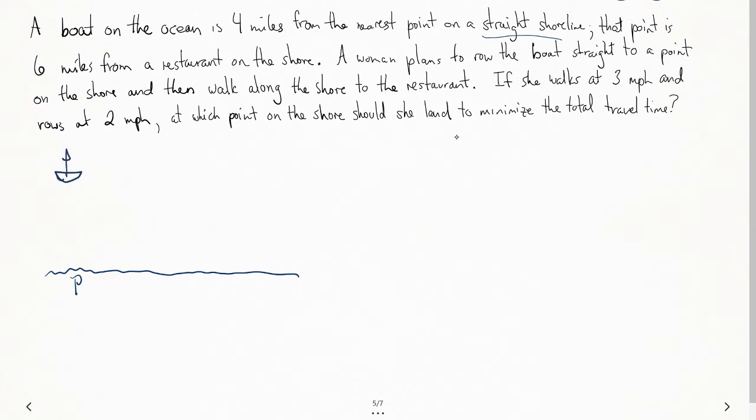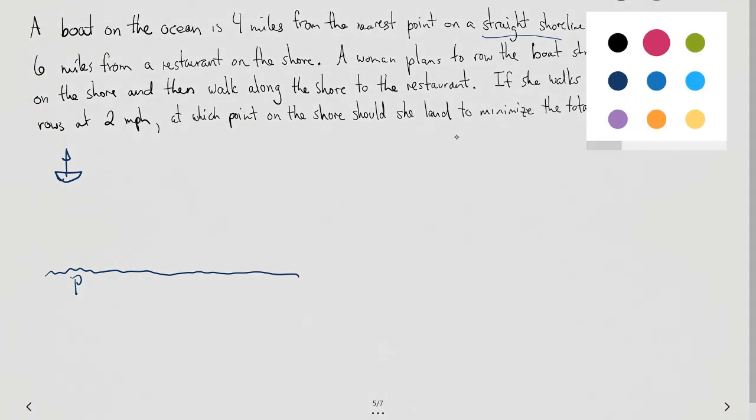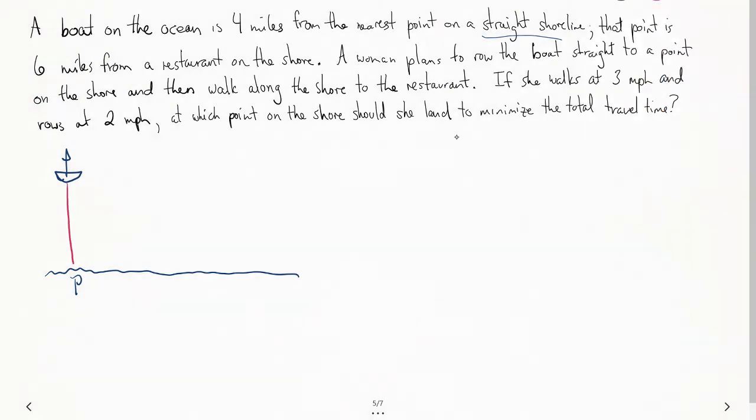That's a beautiful drawing of a boat. I'm sure Picasso would be jealous. So that's 4 miles, that distance. In this problem, what does it say? That point P is 6 miles from a restaurant. So we'll have a beautiful establishment right here. We'll make it a rooftop bar up there too, just for kicks. And we'll draw a few windows.